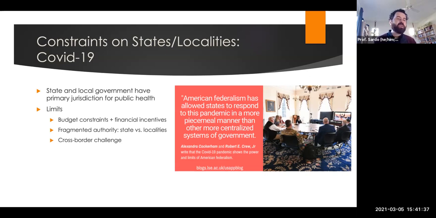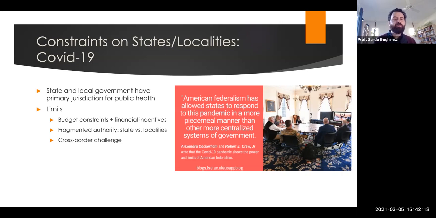There's also the problem of fragmented authority. You have state-wide mandates, but also county-wide mandates, because of this idea of home rule. So you have conflict between the states and localities. For example, even though California has put in a series of measures, including mask mandates and restrictions on indoor dining, Orange County basically said that it was not going to enforce any of those mandates. And so you get this fragmented authority unless you're going to have the state come in and enforce that law.